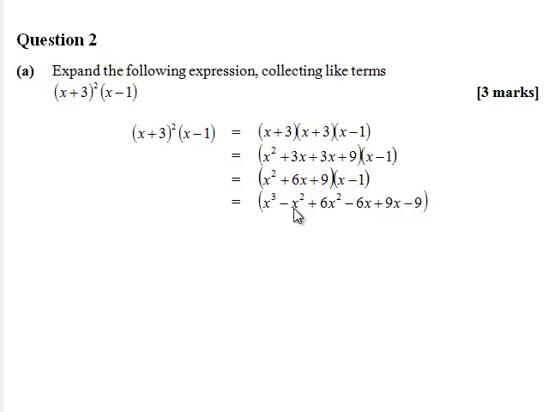We've got x cubed minus x squared plus 6x squared, so that's 5x squared, plus 9x minus 6x, which is 3x, and then minus 9. And there we go. That's the expansion of part A.